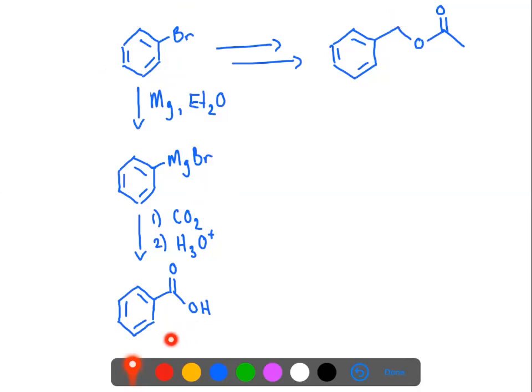So we have a carboxylic acid. We need to form an alcohol before we can react with an acid chloride to form our ester. So we need to think about reducing this carboxylic acid. And there's a couple of ways in which we can do that. But we have seen that we can use excess lithium aluminum hydride to carry out this reduction. And so that would be a reasonable strategy.